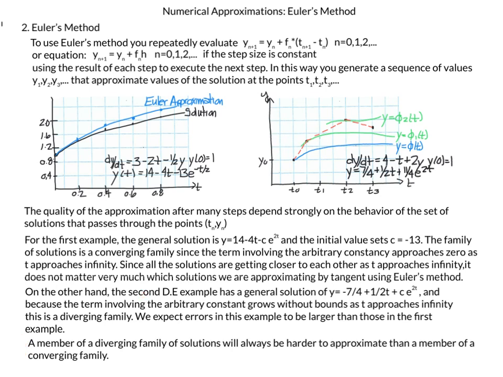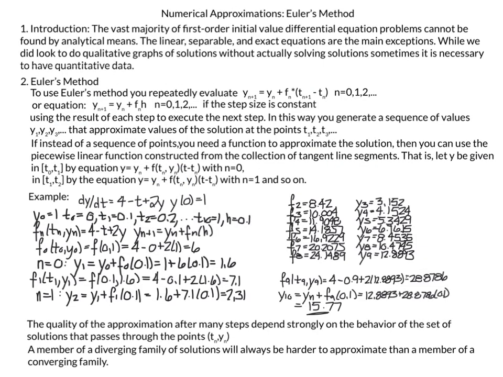On the other hand, the second differential equation has a general solution y equals 7/4 plus 1/2 t plus c e to the 2t. And this is what's important. Because the term involving the arbitrary constant, c e to the 2t, grows without bound as t approaches infinity, this is a diverging family of solutions. So we expect errors in this example to be larger than those in the first example. A member of a diverging family of solutions will always be harder to approximate than a member of a converging family.